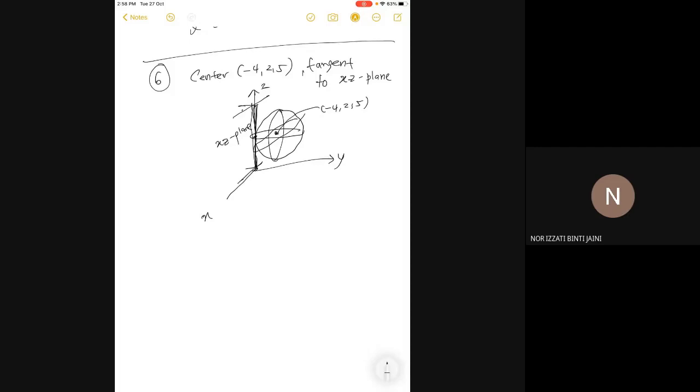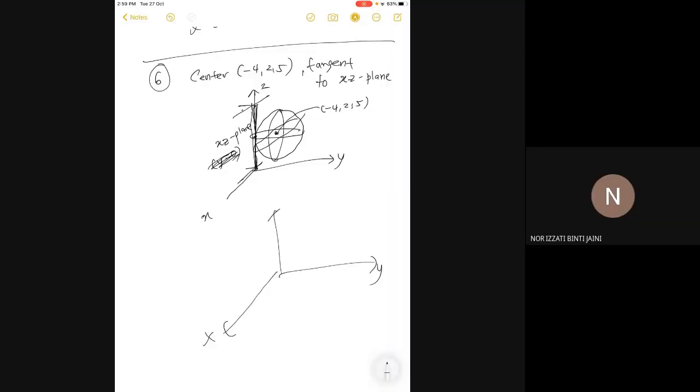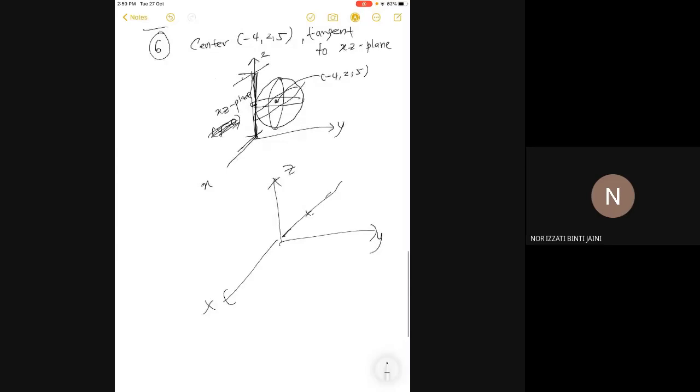Okay, which point? Okay, kalau tadi pada exact plane apa yang kosong? Y equals to 0 kan? Oh no, you don't use this information. Okay. Katalah saya plot dulu center dia ni. -4, 2 and then 5.